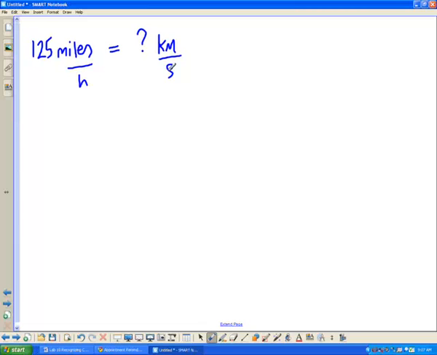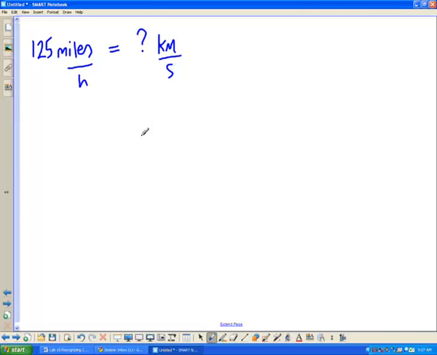Alright, now excuse me, you might hear some paper rustling around here. I'm just trying to get my necessary conversion factors down, and that's because I know how many kilometers in a mile. Alright, there we go.